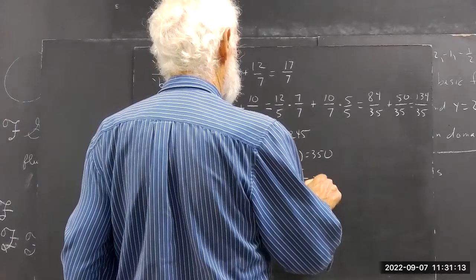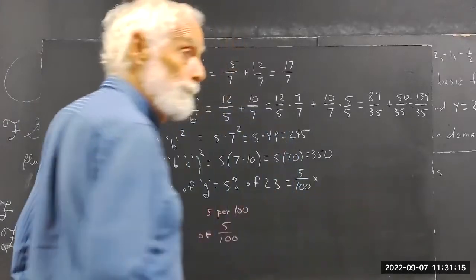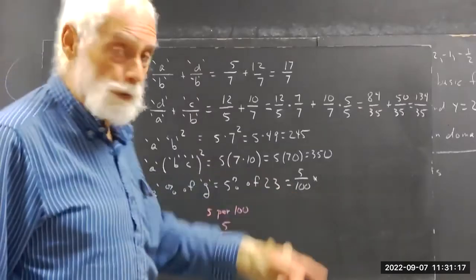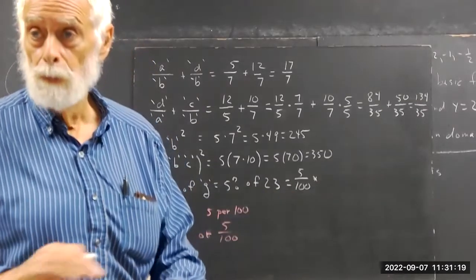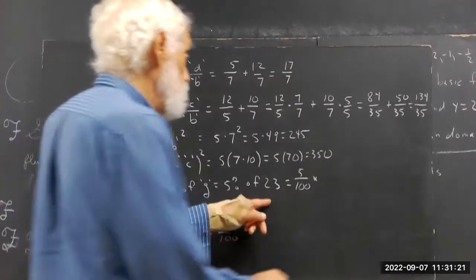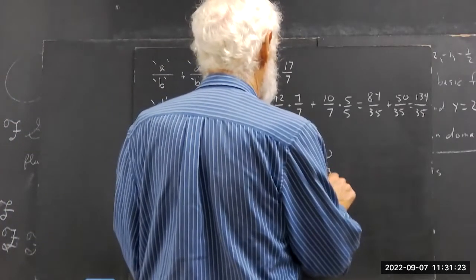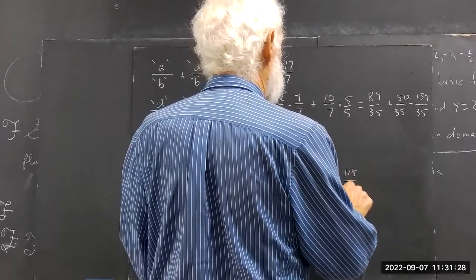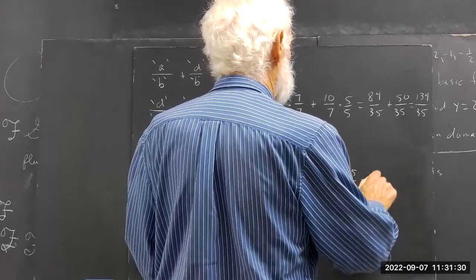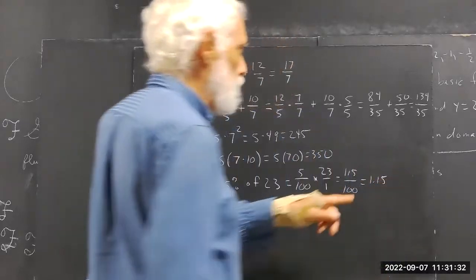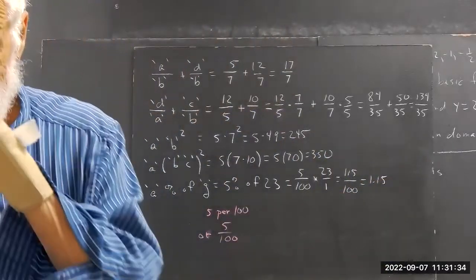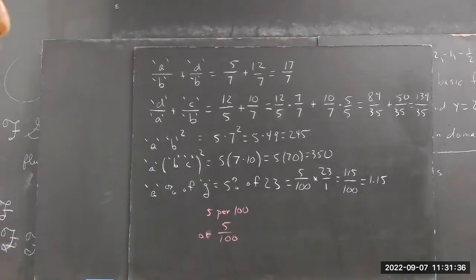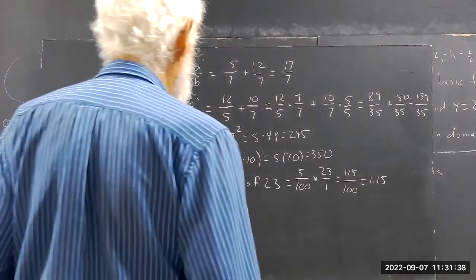5 over 100 times 23. Now, since we're multiplying fractions, just to remind ourselves, we multiply numerators and multiply denominators. We express 23 as 23 over 1. And that gives us 115 over 100. We should know how to divide by 100. We get 1.15.